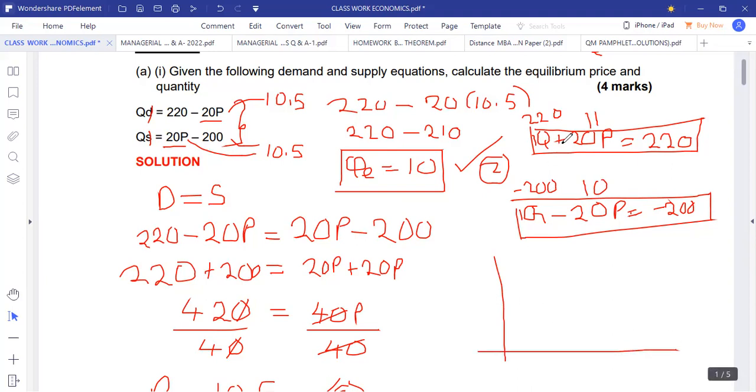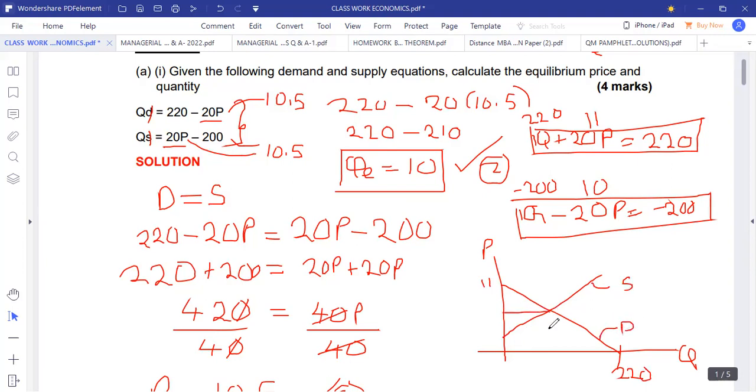So for this demand, we have a price and a quantity. The price will touch at 11, and the quantity will touch at 220. Here is your 220. Here, you touch at 10. Then here it is negative 200. Although we don't consider the negative side, we're really interested in the positive quadrant. So this is our supply, and this is our demand.